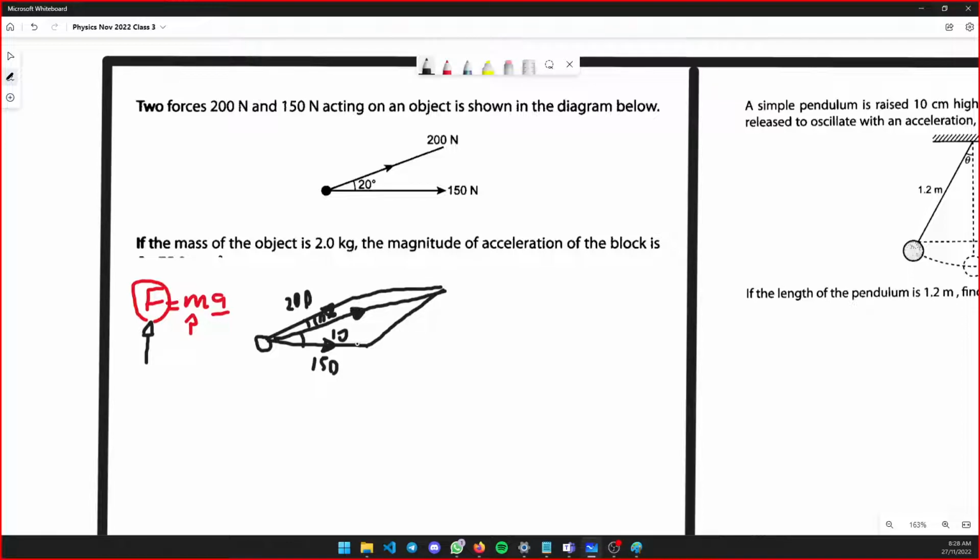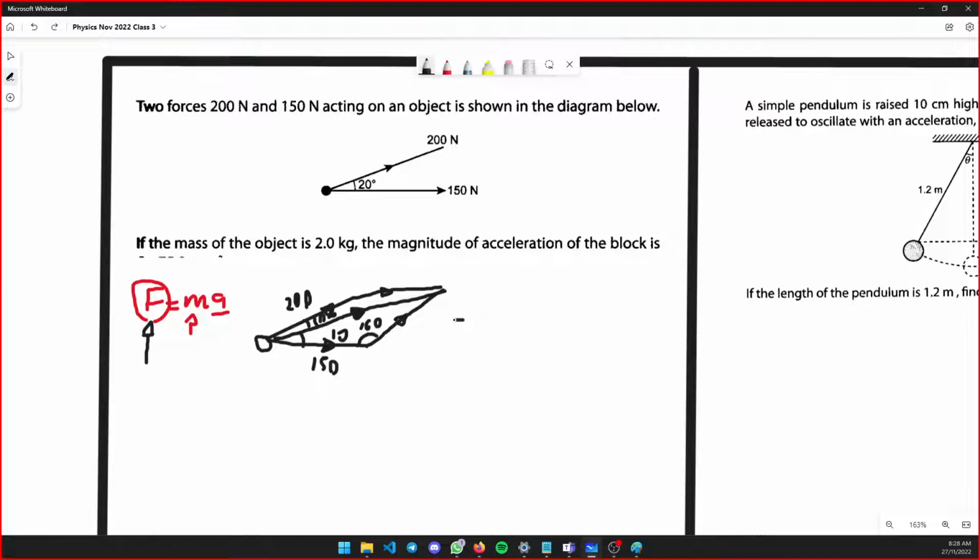Okay, and this angle should be 180, right? So it should be 160. Okay, so this 200, this should also be 200. This 150, this should also be 150. Okay, so how do you go about it? If you're using the parallelogram method, you can go like this.